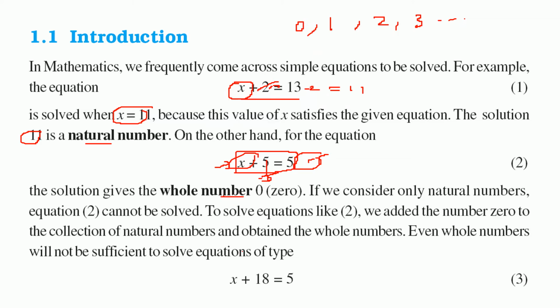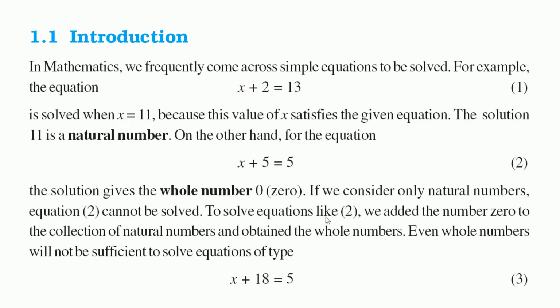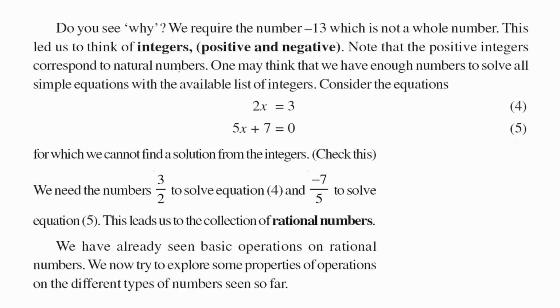Now let us take one more equation like this: x plus 18 is equal to 5. In order to solve this, if we subtract both sides by 18, we get 0 here, but on this side we get minus 13. So what is this number? This minus 13 is not a whole number. So this comes under the category of integers, which can be positive and negative.